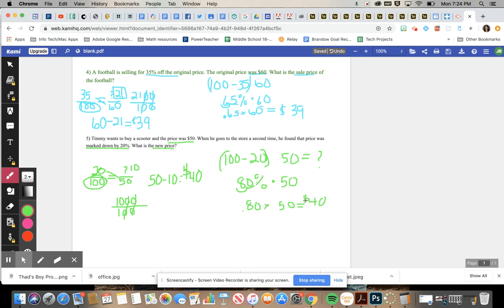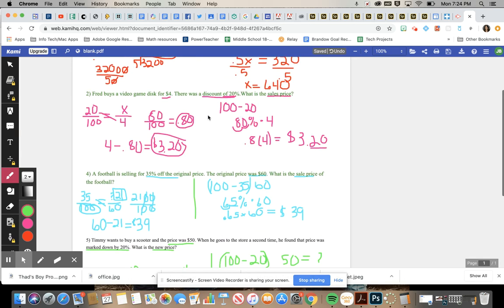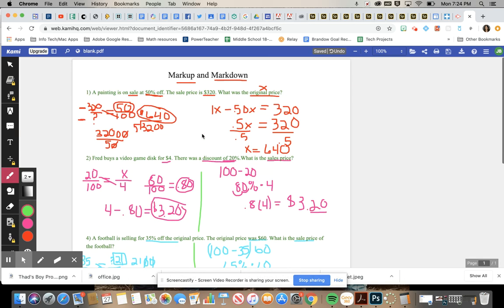Okay, guys, so I've shown you two different ways. Each time here we've got the proportion and the equation, two different ways for you to set up the problems and see which way you'd like to solve.